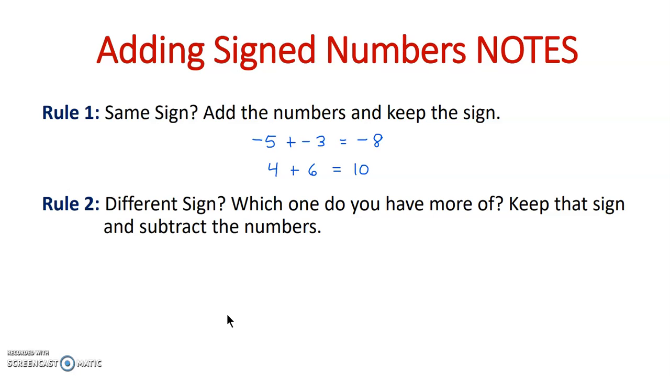But if the signs are different, you can ask yourself this question: which one do I have more of? And that's the sign I'll keep for my answer, and then I will use subtraction to compare. So for example, if you have -15 plus a +9, you ask yourself, which one do I have more of? Well, I have more negatives, so my answer is going to be negative. How many more negatives do I have? To get that answer, I have to use subtraction. 15 minus 9 is 6. So I have 6 more negatives than I do positives.